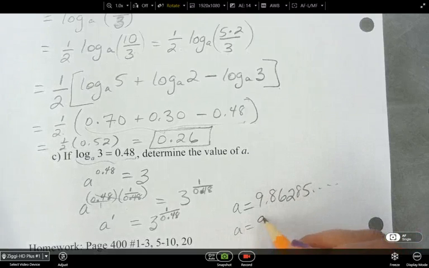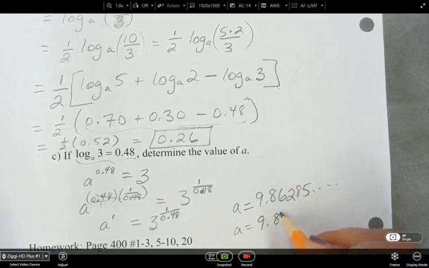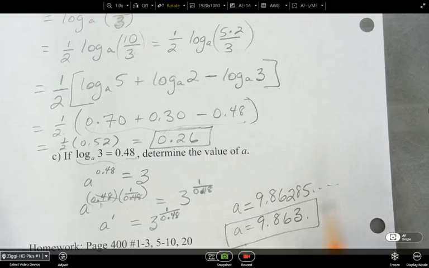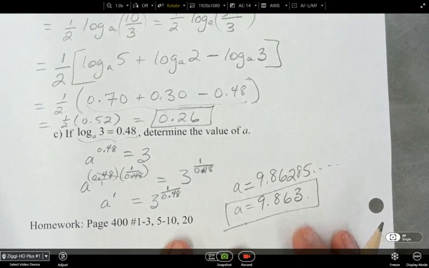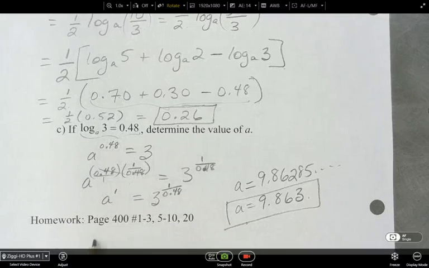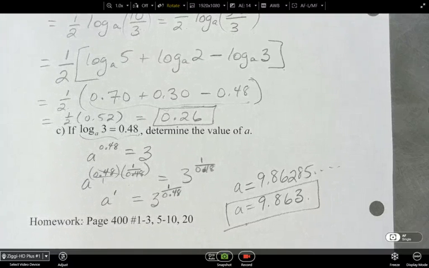or I could round it to 3 decimal places. We're just rounding to 3 decimal places here. Okay, so there's your homework. Make it happen.